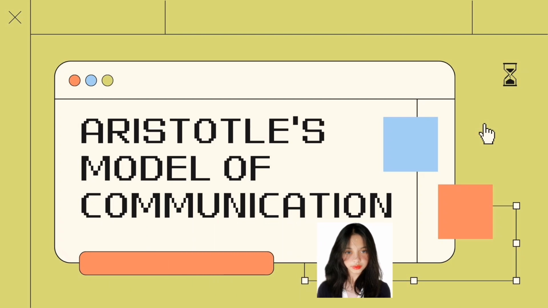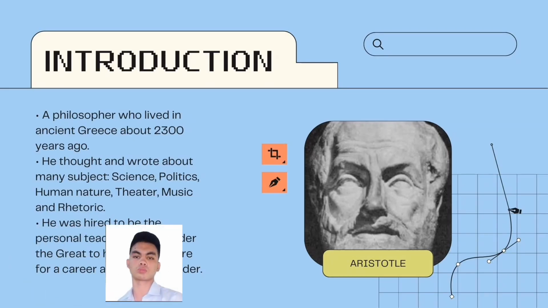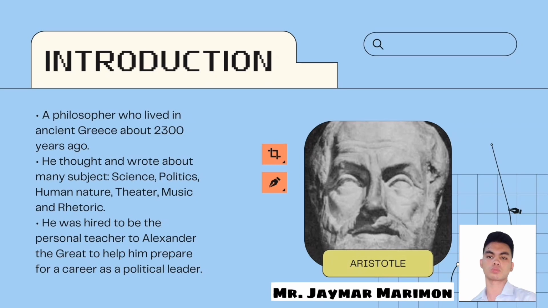So before we proceed to Aristotle's model of communication, let me call on Mr. Jamer Marimon to introduce to us who Aristotle is. Aristotle was a philosopher who lived in ancient Greece about 2,300 years ago. He taught and wrote about many subjects: science, policy, human nature, theater, music, and rhetoric. He was hired to be the personal teacher to Alexander the Great to help him prepare for a career as a political leader.